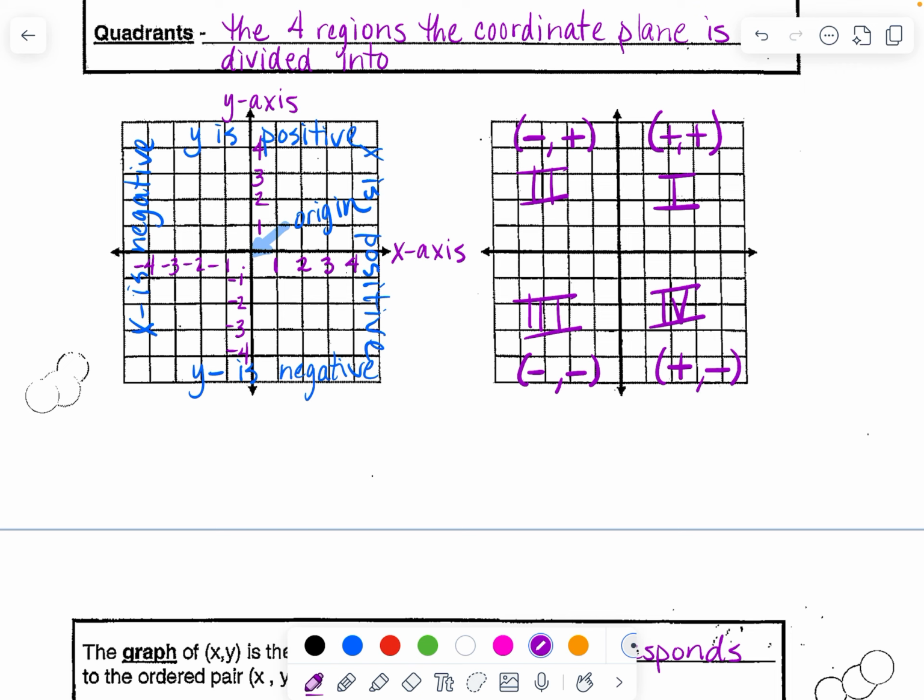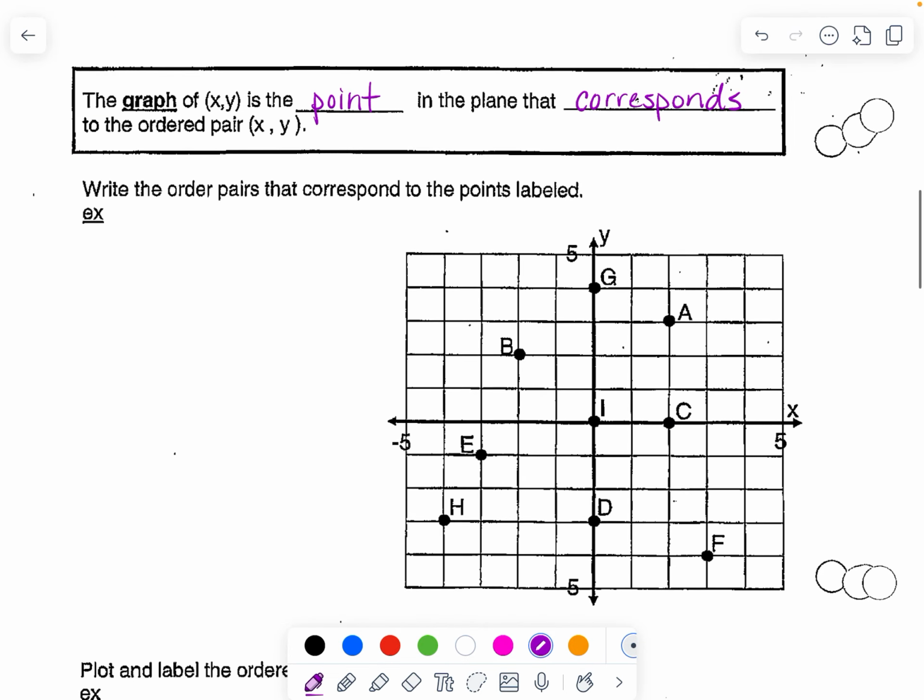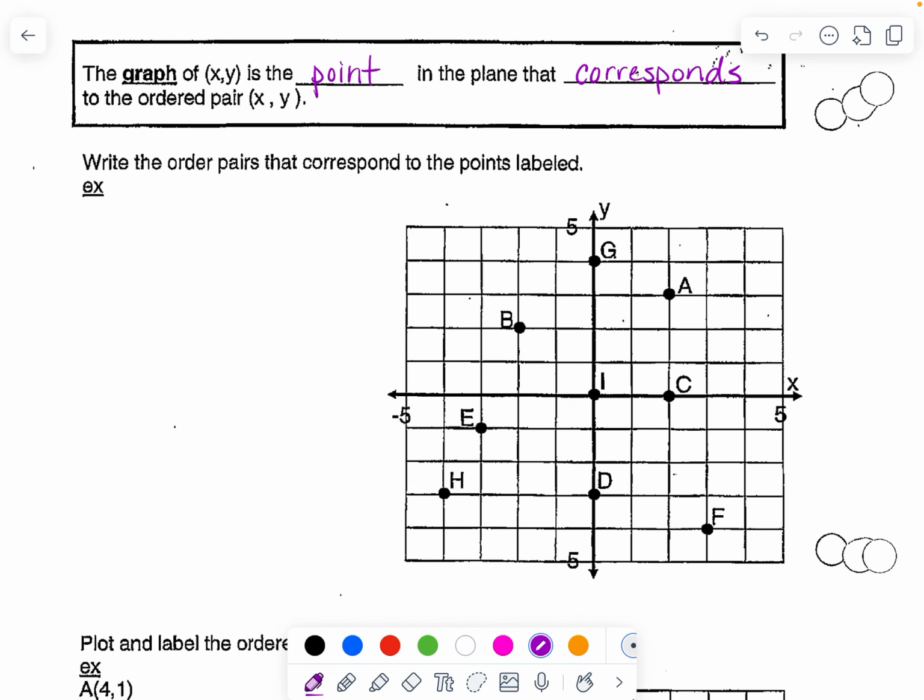So that'll just help you to know whether you are giving the right signs to your numbers, because of course the signs matter. All right, so we're going to start looking at some points. The graph of (x, y) is just considered the point in the plane that corresponds to the ordered pair (x, y).